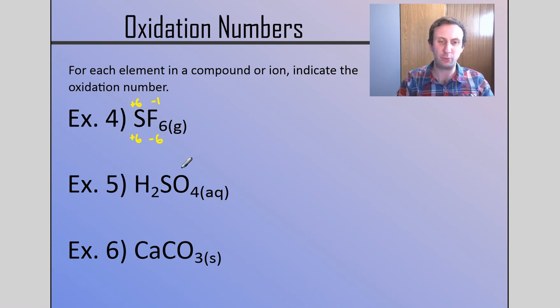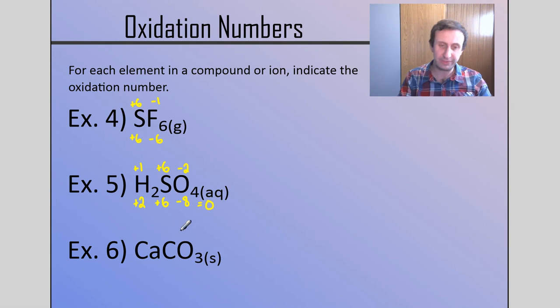All right, H2SO4, oxygen is -2, hydrogen is +1 based on my rule, so -2 times 4 is -8 from oxygens, +1 times 2 is +2 from hydrogens. So now, because it comes out to a total charge of 0, I need to figure out what sulfur is going to be. Well, if I have +2, -8, that has to be +6 for that to work. So +8 minus 8 is 0, so sulfur will end up being an oxidation number of +6.